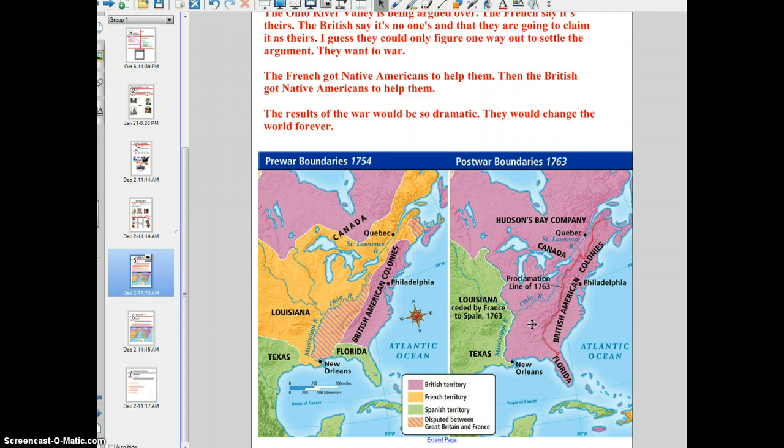But after the war, look what happens. You don't see much French land. In fact, you only see French land in the Caribbean here, where Haiti is currently today. And you see a lot of British territory taking up the map as a result of their winning this conflict. But we'll study the actual conflict in class.